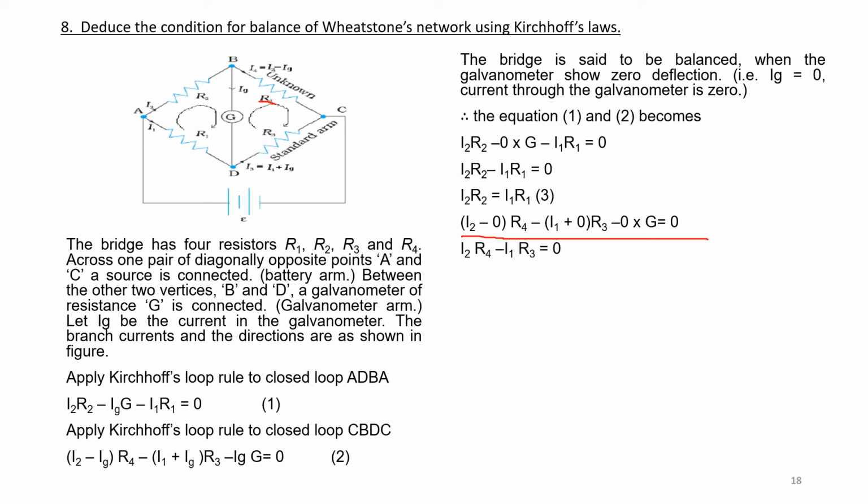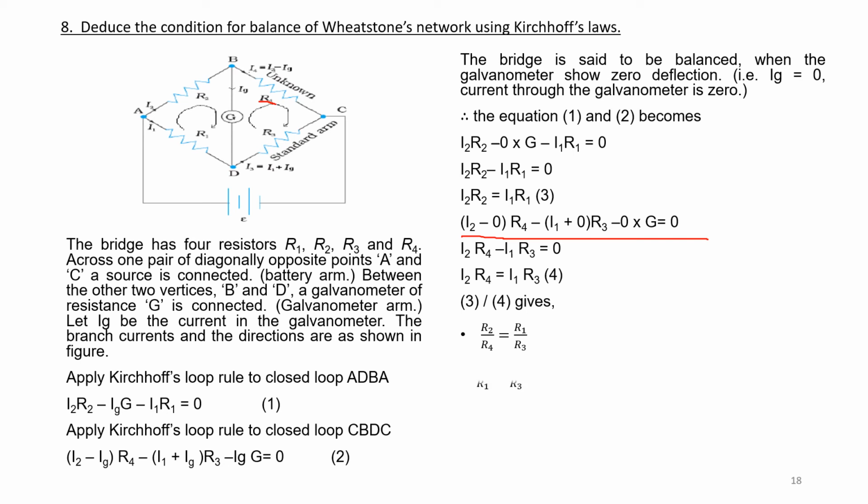Therefore I2 R4 minus I1 R3 equals 0. Therefore I2 R4 equals I1 R3. This is equation 4. If we divide equation 3 by equation 4, we get R2 by R4 is equal to R1 by R3.